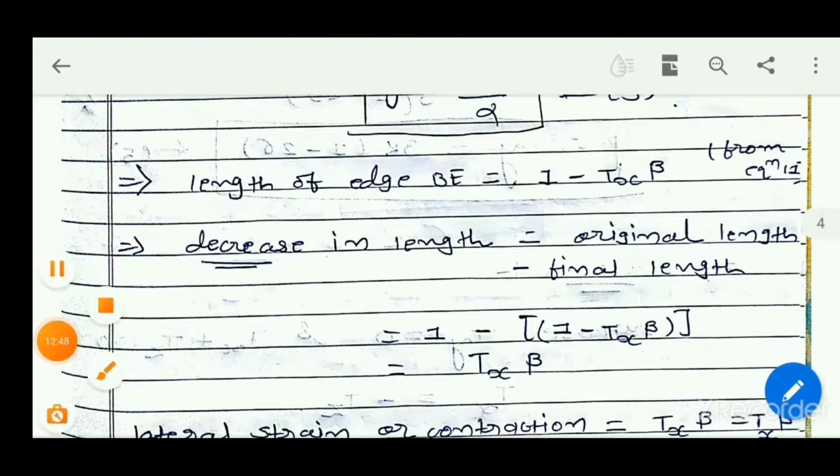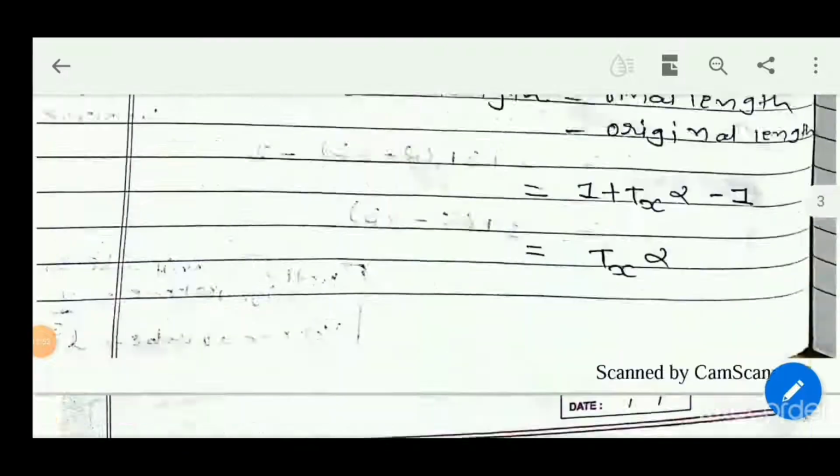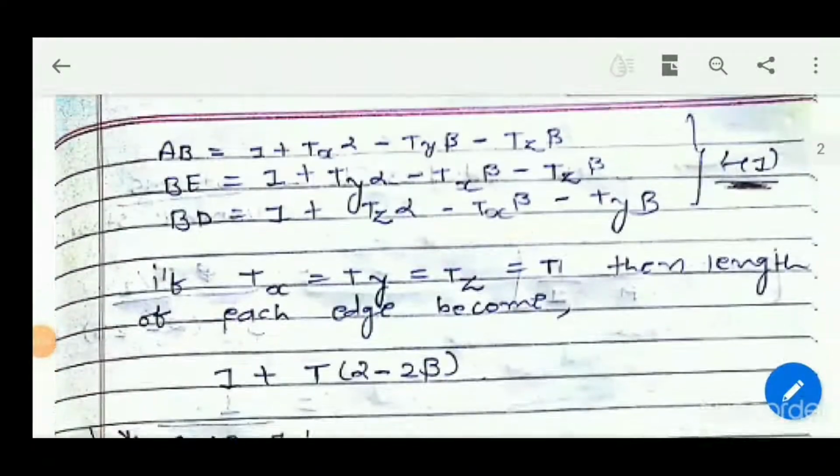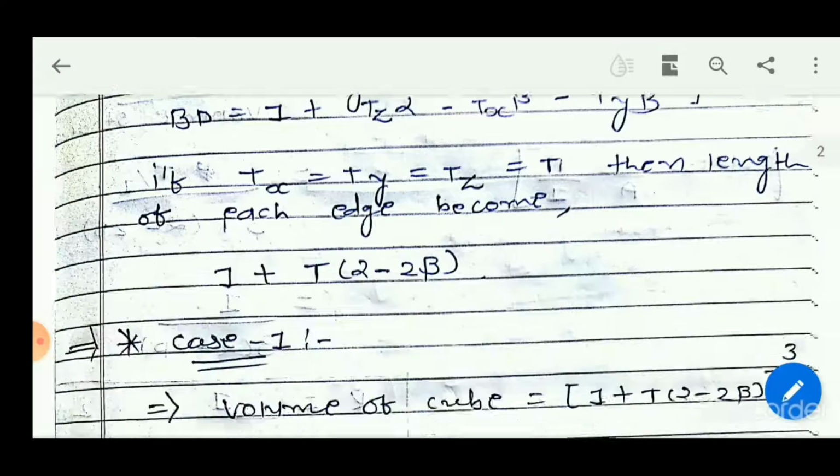So the length of HB is equal to 1 minus Tx beta. Why? Because Ty and Tz are equal to 0. So the length of B is equal to 1 minus Tx into beta.